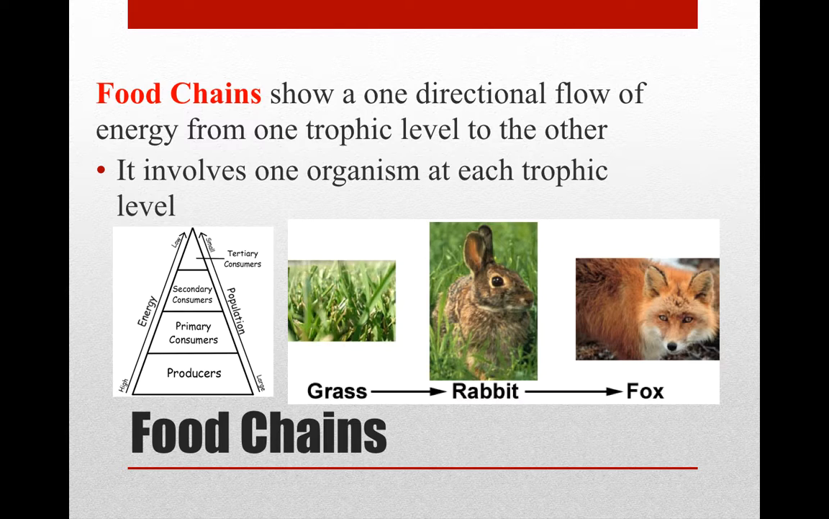So food chains show a one-directional flow of energy from one trophic level to the other. It involves one organism at each trophic level. So again, the producer would be the grass. The primary consumer is a rabbit, which is a heterotroph, and it's also an herbivore. And then that rabbit gets eaten by the secondary consumer, the fox, which is also a heterotroph, and that is a carnivore.